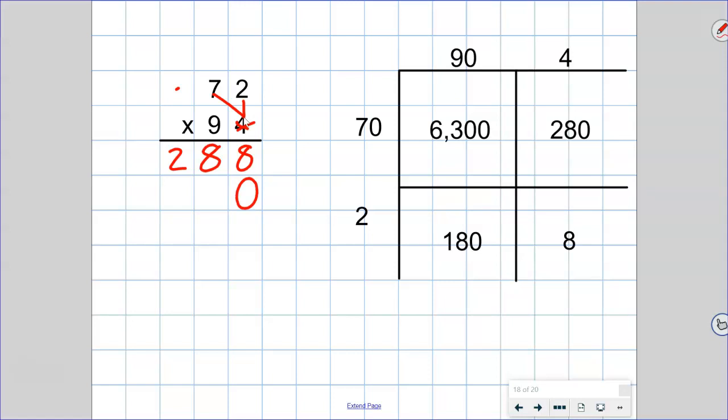Now I'm going to do the 9, and I'm going to go diagonal. I'm going to do 9 times 2. 9 times 2 is 18. So I'm going to carry the 1 and leave the 8. And now I have to go straight up.